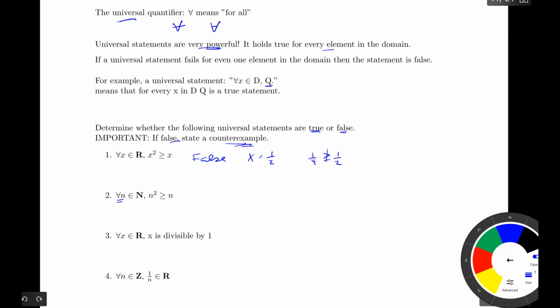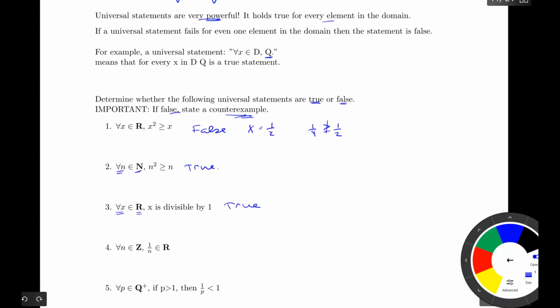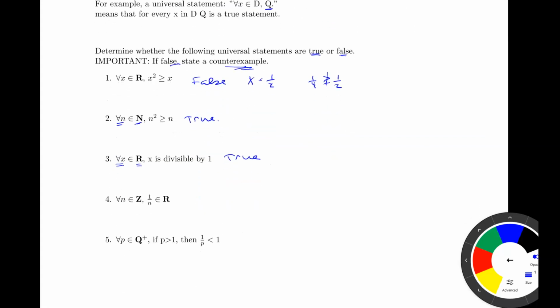So for every n in the natural numbers, so that's the counting numbers 1, 2, 3, 4, is it true that n squared is bigger than or equal to n? Yes, that's true. So is it true for every x in the reals that x is divisible by 1? Yes. And we're not proving true things. We're just wanting to make sure you can give a counterexample if it's false and establish whether it's true or not.